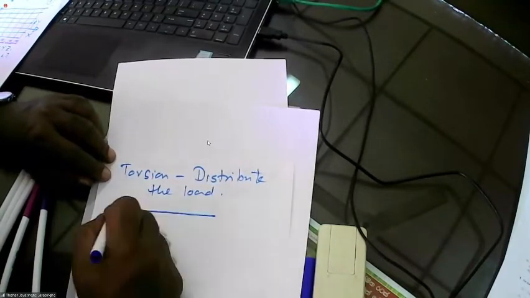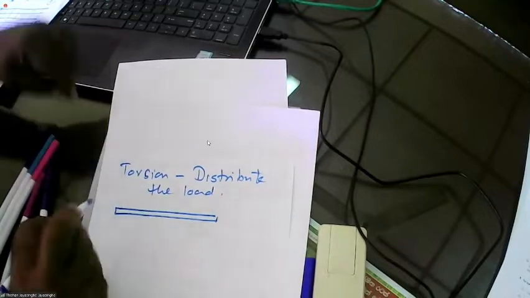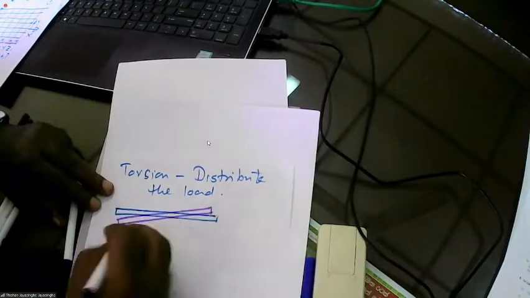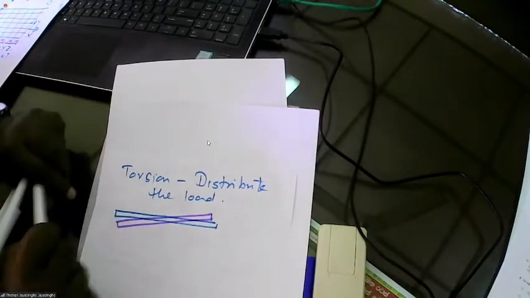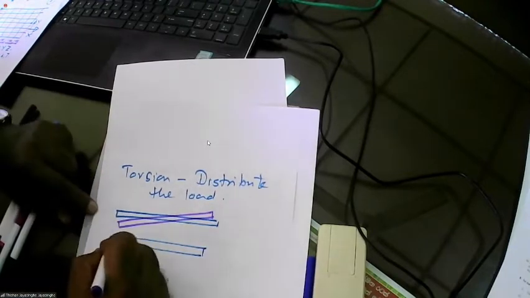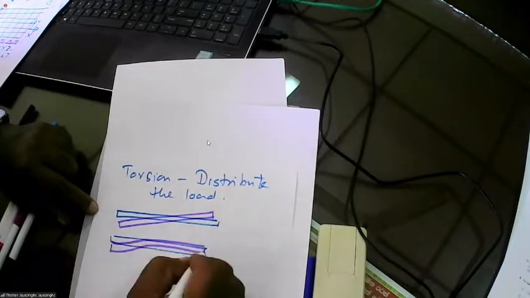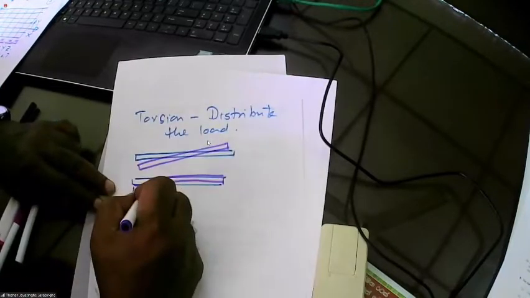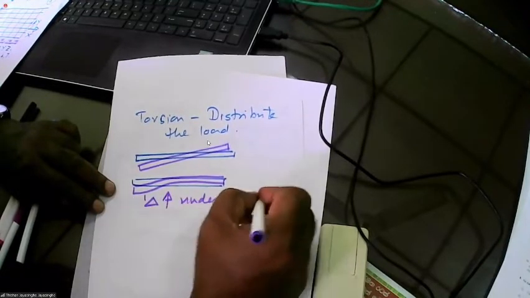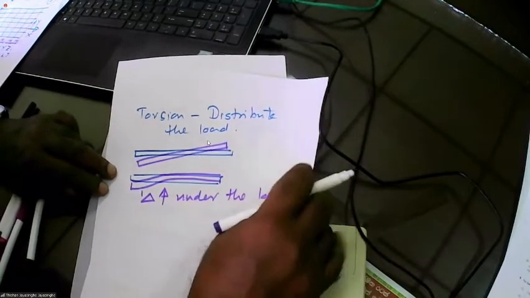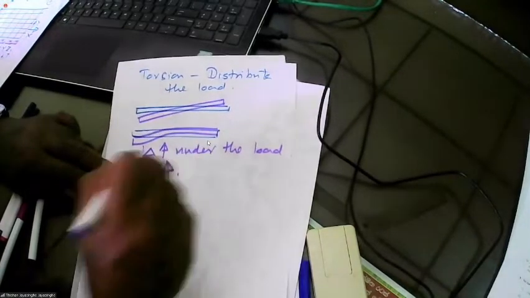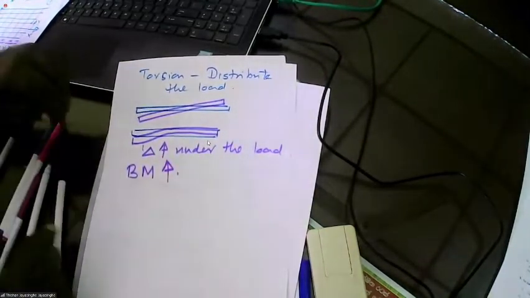So when it's a torsional system, the bridge will deform like this. When it's a torsionless system, how does the bridge deform? The bridge will deform like this. So under the load, you get more deformation, higher delta under the load. So if the deflection is higher under the load, what can you say about the bending moment? Bending moment will be higher. So that's why we like box girders.